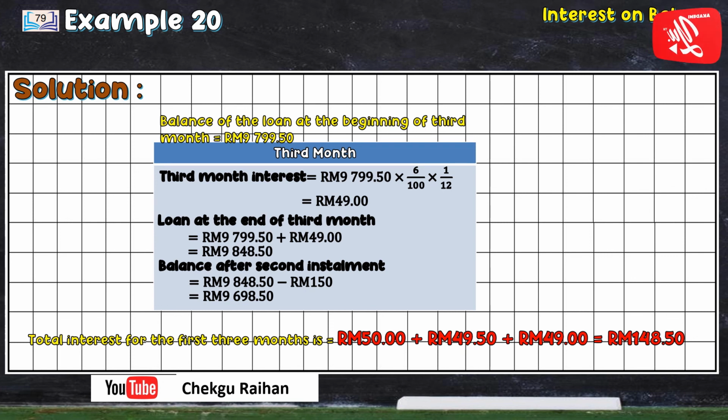So, total interest for the first 3 months is equal to Ringgit Malaysia 50 plus Ringgit Malaysia 49 and 50 cents plus Ringgit Malaysia 49. So, equal to Ringgit Malaysia 148 and 50 cents. So, that means the total interest for the first 3 months is equal to Ringgit Malaysia 148 and 50 cents.